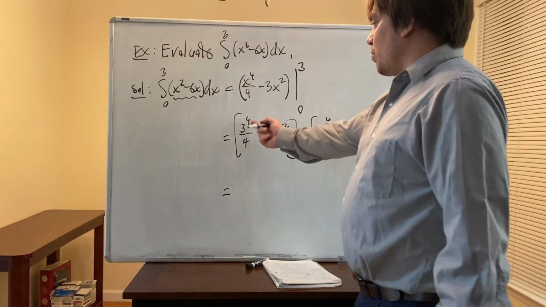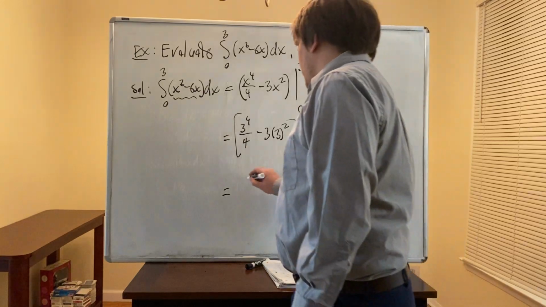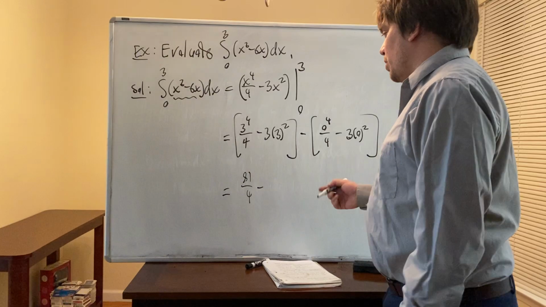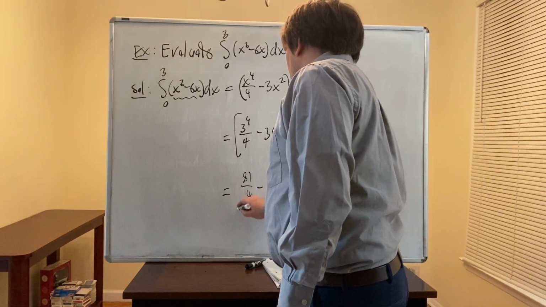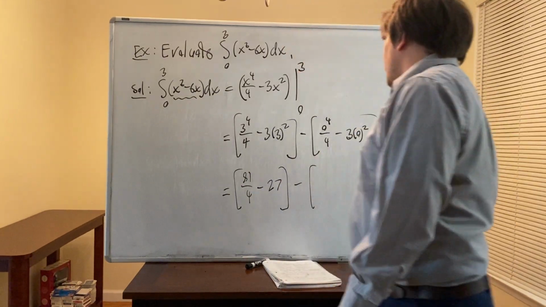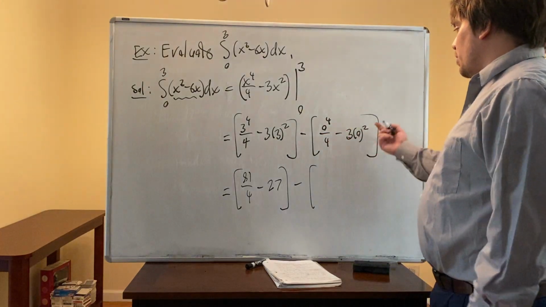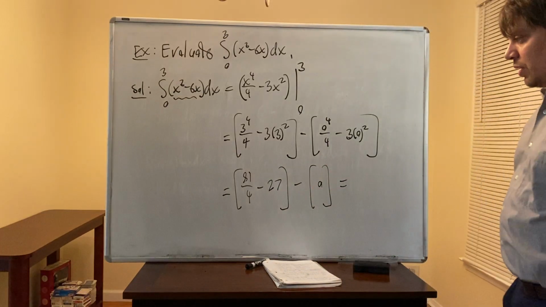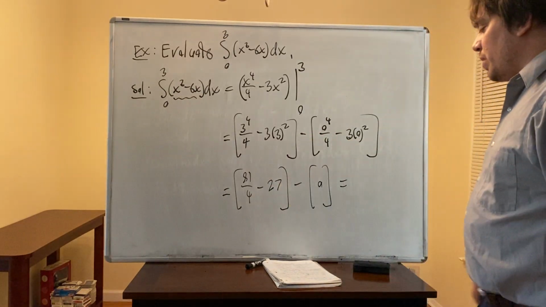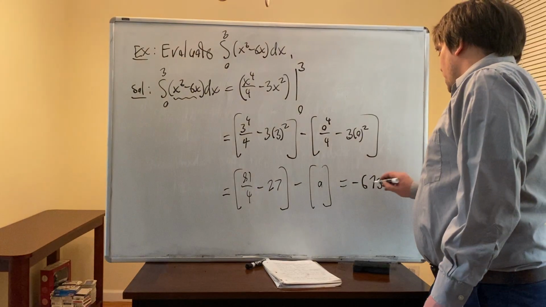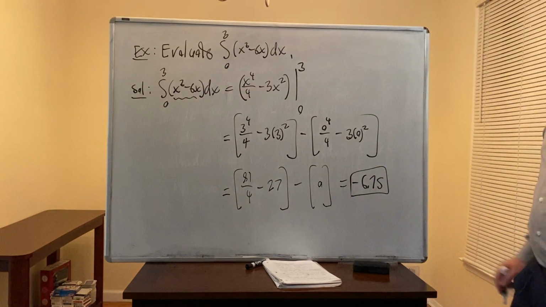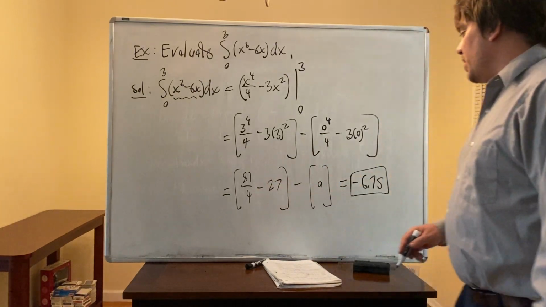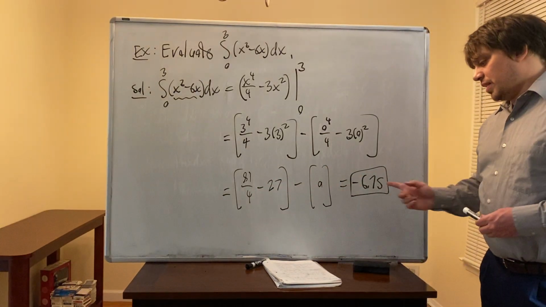The value of this expression is 3 to the fourth, which is 81 divided by 4. 81 over 4 minus 3 squared times 3, that's 3 cubed, which is 27. Okay, so you have 81 over 4 minus 27 minus 0 to the fourth over 4 minus 3 times 0 squared, that's all 0. So it's 81 over 4 minus 27 minus 0. So this is 20.25 minus 27, that's negative 6.75. That's the answer. Okay, 81 over 4 is 20.25. 20.25 minus 27 is negative 6.75. And that's the answer.